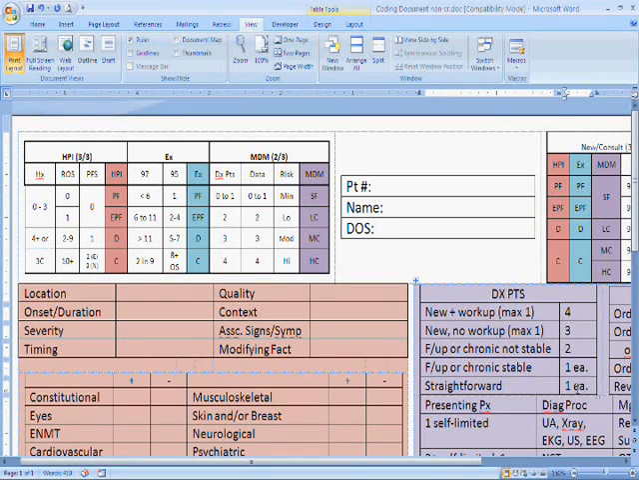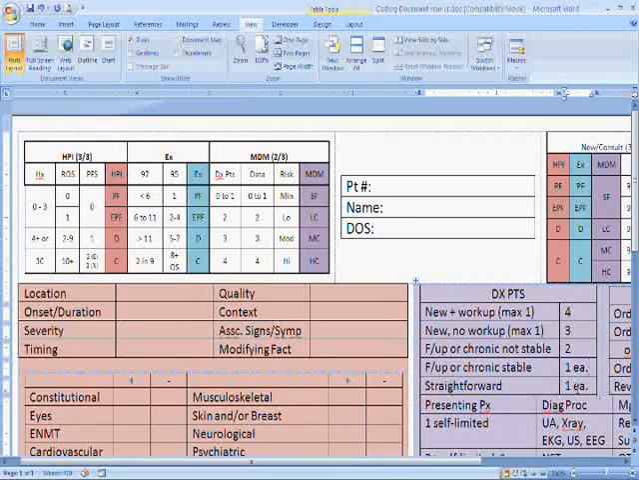Now, if you have a follow-up problem, you get 1 point each. So let's say that you have diabetes, well controlled, you have hypertension, well controlled, and hyperlipidemia, well controlled. That would be a total of 3 diagnosis points, because you have 1 point for each follow-up chronic stable condition.